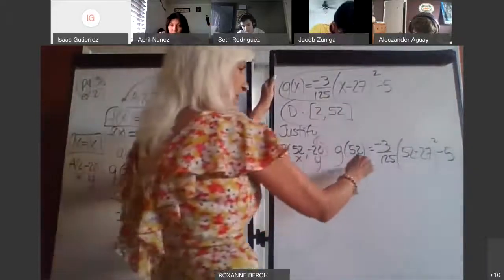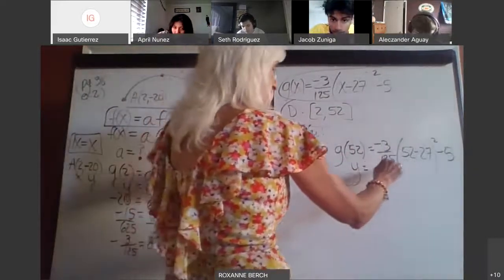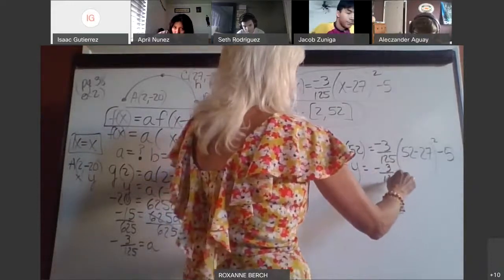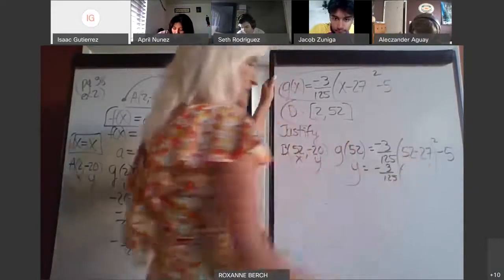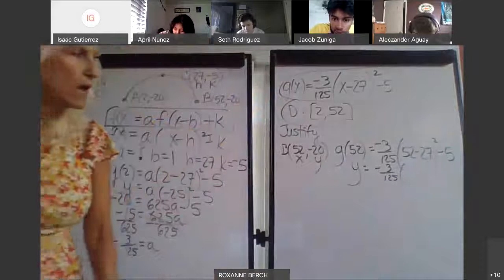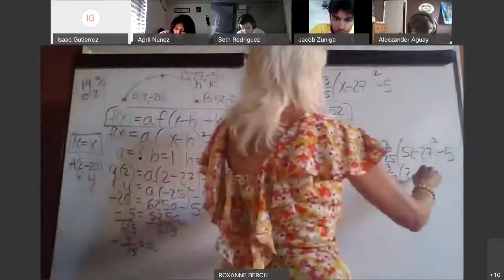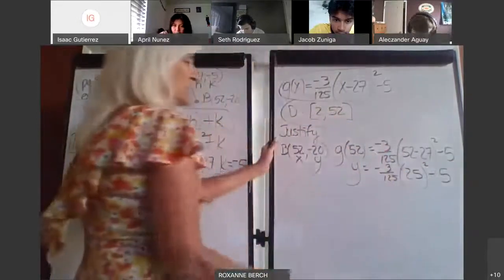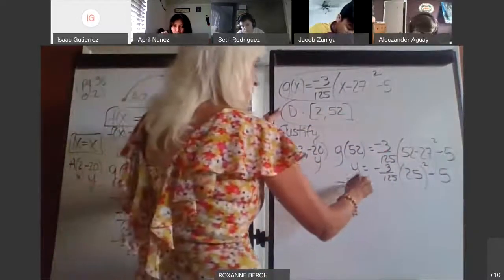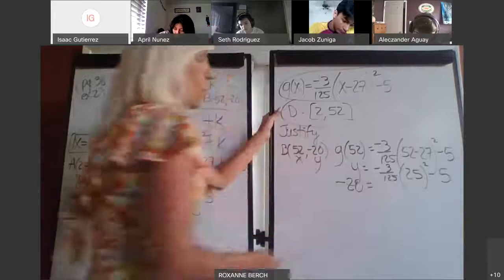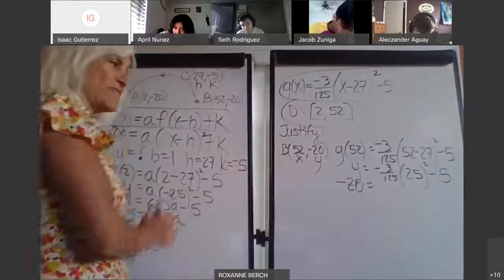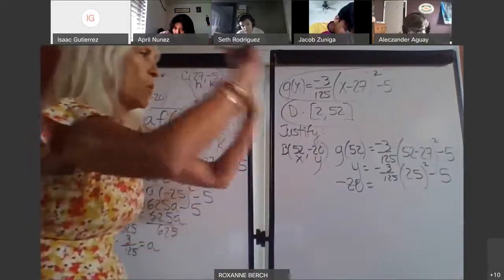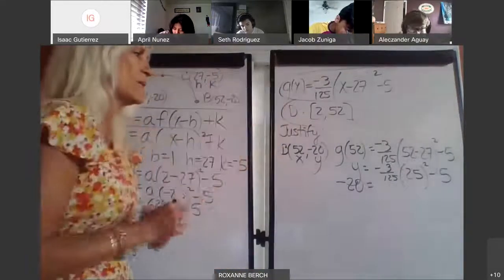Like I said, this is a label that means y. So this would be negative 3 over 125. This turns out to be 25 quantity squared. So now we put in our negative 20. And what we're doing is we're keeping the left side on the left side. We're keeping the right side on the right side and seeing if we can get a true statement.